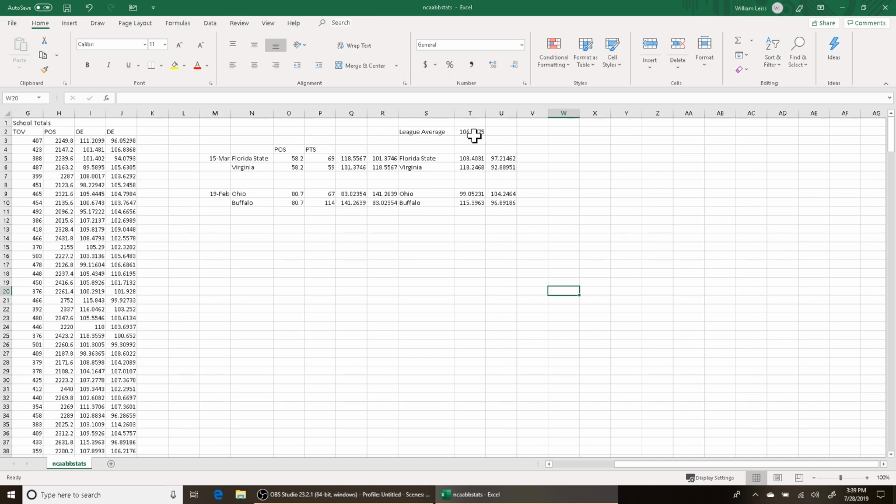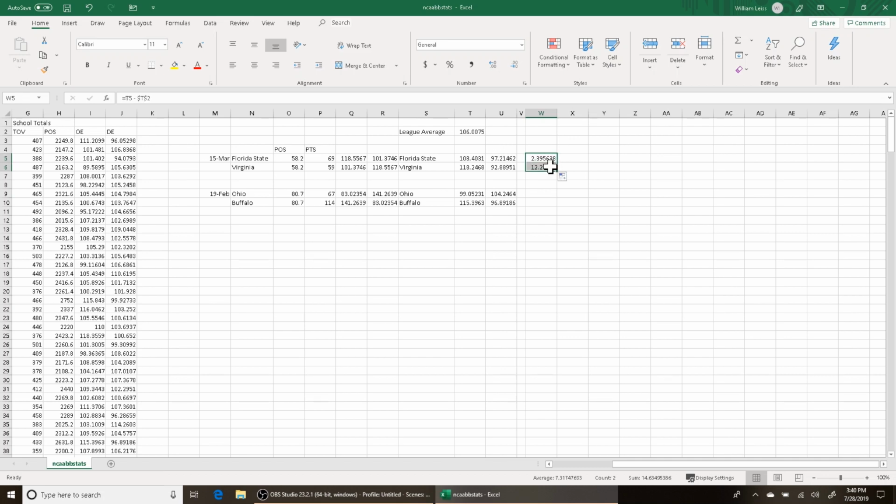So here are the season efficiencies right here. Florida State's offensive efficiency for the season, unadjusted, was 108.4031. Defense was 97.21462. So compared to the league average, Florida State's offensive efficiency was 2.39 points above the league average. Virginia was 12 points above. Ohio was almost 7 points below. And Buffalo is 9.38 points above.